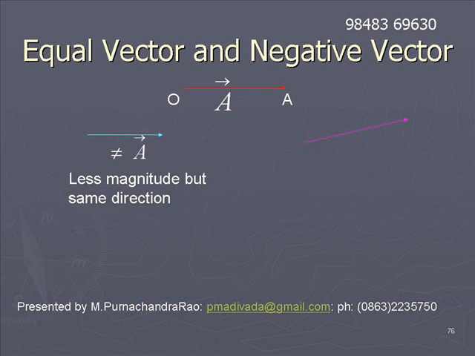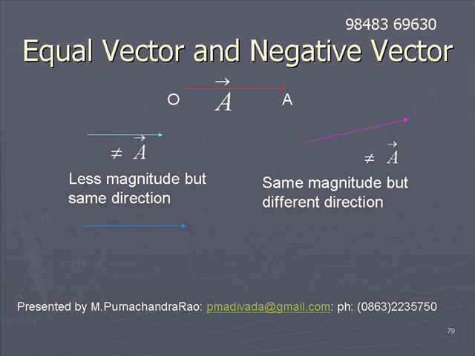Consider the rose one to the right of it. This has the same magnitude, that is, the length of this vector is the same as that of vector A bar, but its sense and direction are different, hence this is also not equal to the vector A. Let us take the blue one, which has the same sense and same magnitude.